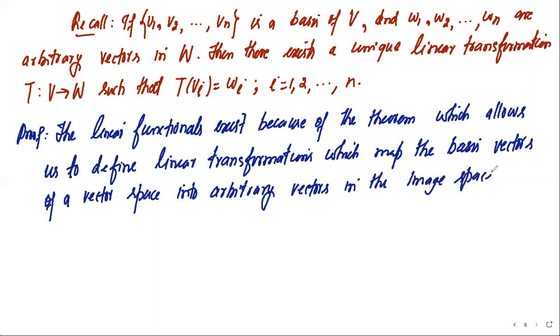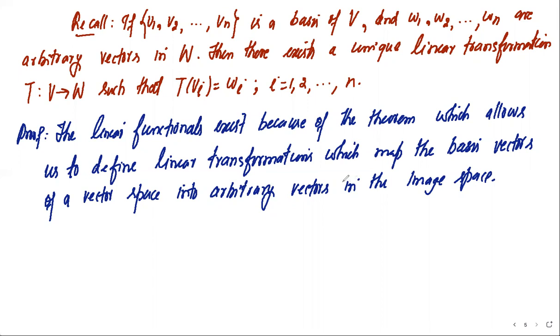This theorem guarantees that we can always define a linear transformation, and in fact, such a linear transformation will be unique, that will map these basis vectors into the arbitrary vectors of the image space. So here, the domain space is V and the image space is W, or we can even call it a codomain space. So therefore, by this theorem, we have the existence part of these linear functionals.